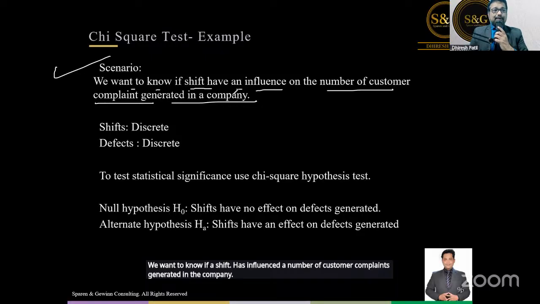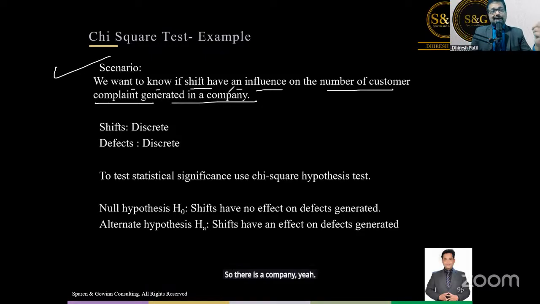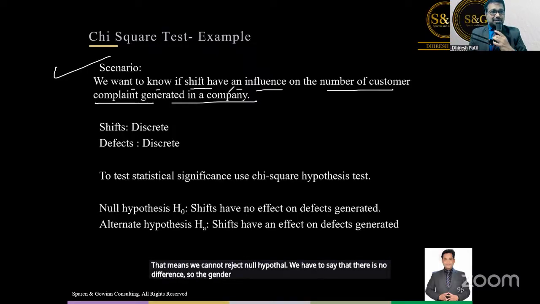So there is a company, yeah, P value is more than 0.05. So that means there is no significant difference. See, if it is low, P low, null go, right? What is null? Null is equality, right? Null is no difference. Both are equal. If the P value is high, that means we cannot reject the null hypothesis. We have to say that there is no difference. So the gender is not making any difference.